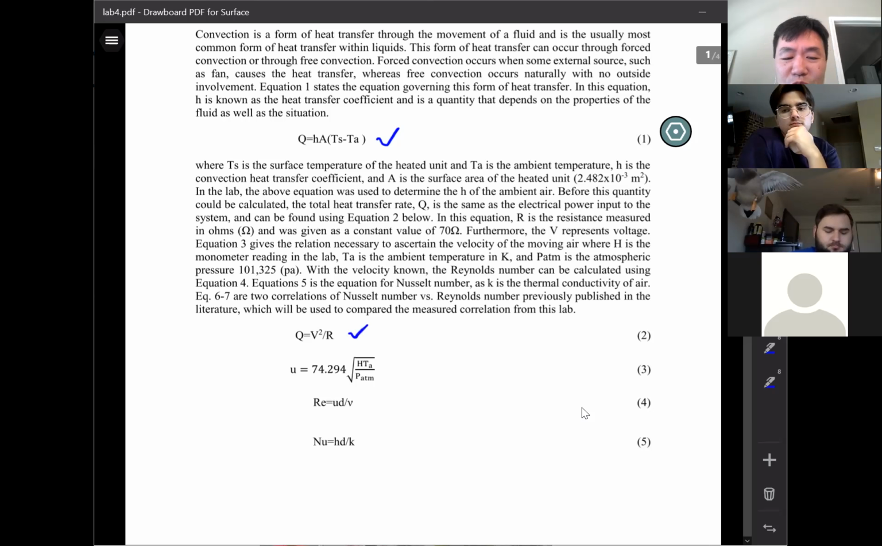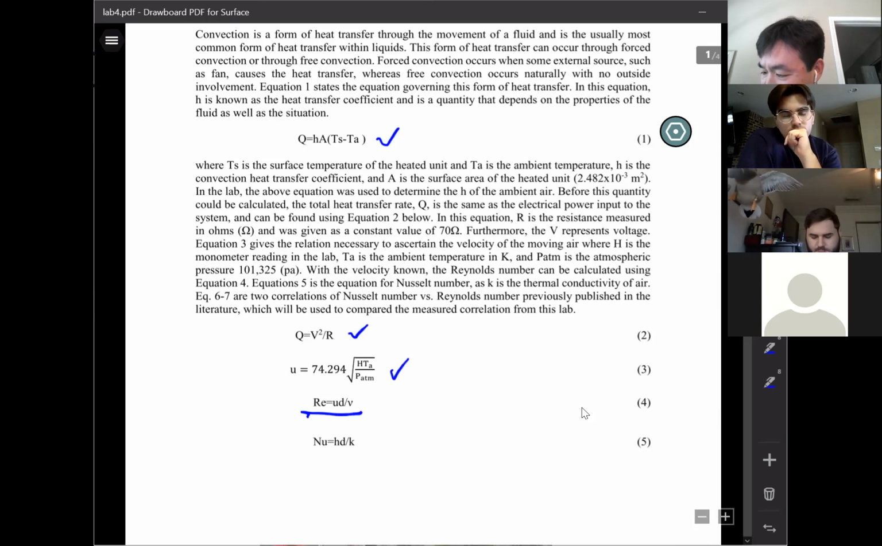Voltage squared divided by R. This V here is the voltage, not the velocity. The voltage is on the panel. You can actually control the voltage, right? Velocity, you need the velocity because you need the Reynolds number, right? Reynolds number: velocity, D, viscosity. There's a correlation here from the machine.